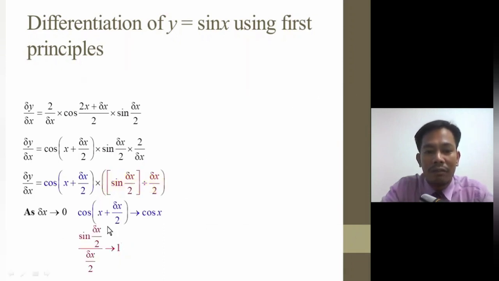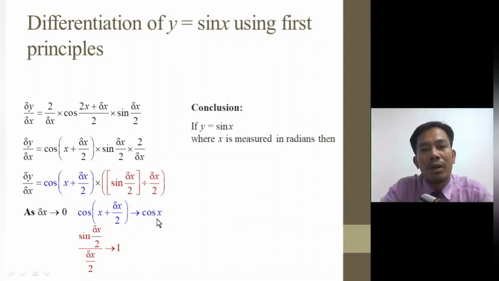Okay? So if this is 1, the one I transform to red is 1, and the one I transform to blue is cosine x, the value of increment of y over increment of x is cosine x times 1, which is cosine x.